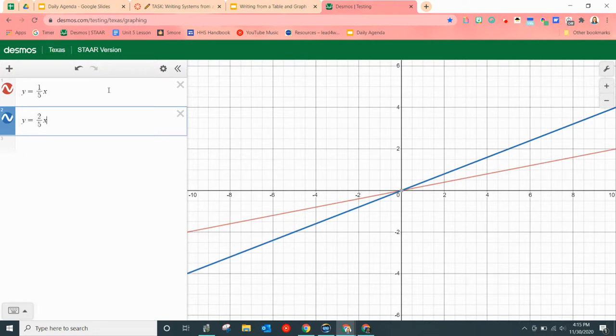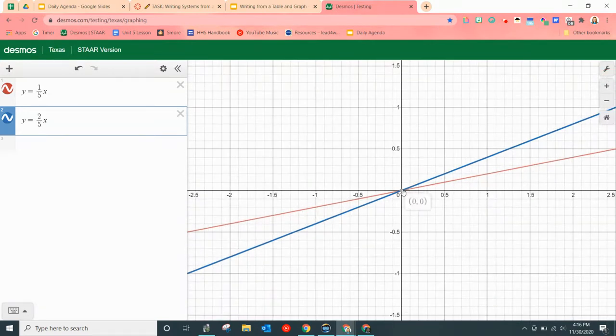Those are my two equations. And I'm looking and I'm seeing right here, I'm zooming in just to make sure, yep, that's where they're crossing. They are actually crossing at the origin. So the solution is (0, 0). A 0 for x and 0 for y. If I plug in that, that's the only solution to this equation.